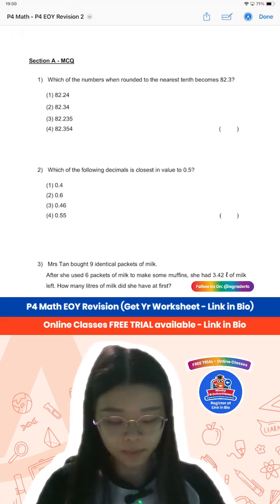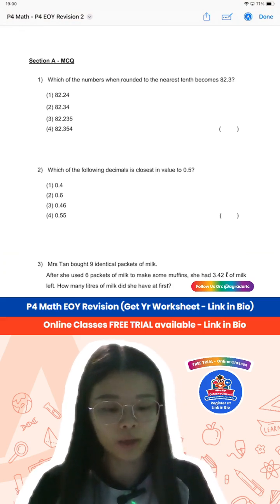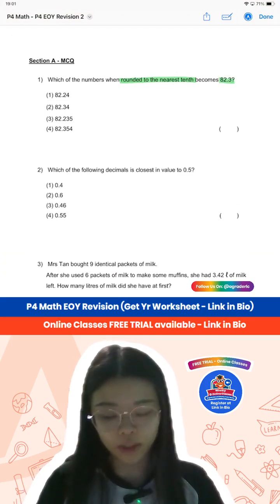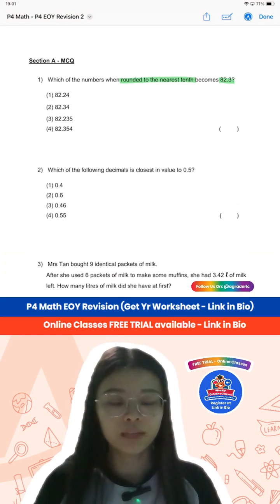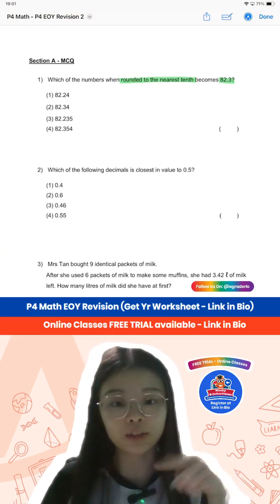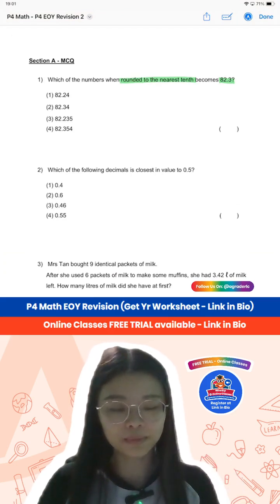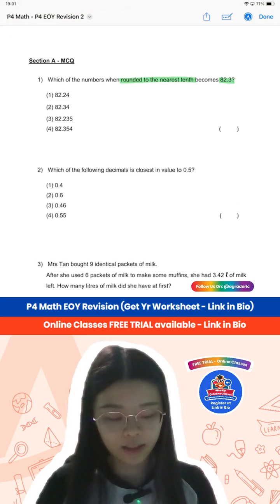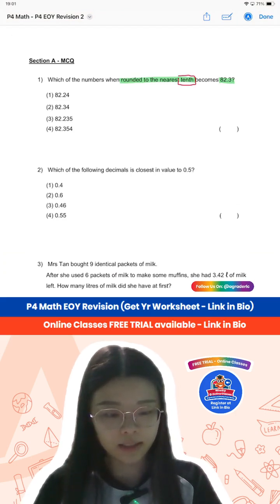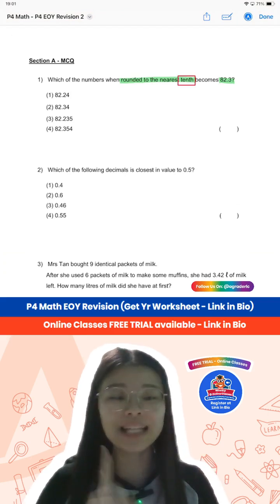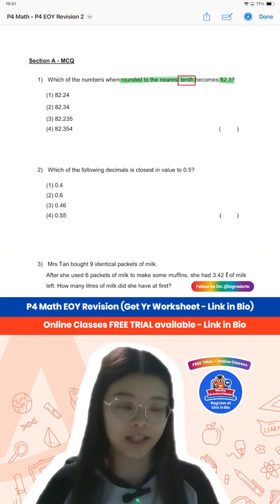Question 1. Which of the numbers, when rounded to the nearest tenth, becomes 82.3? Take some time to attempt the question before you put your answer in the chat box. To take note, rounded off to the nearest tenth. The keyword here is tenth. Previously I've mentioned, don't mix up tenths and tenth. They are not the same.